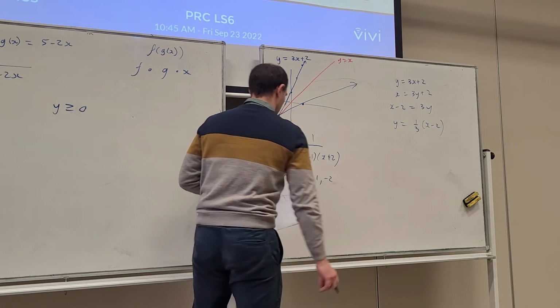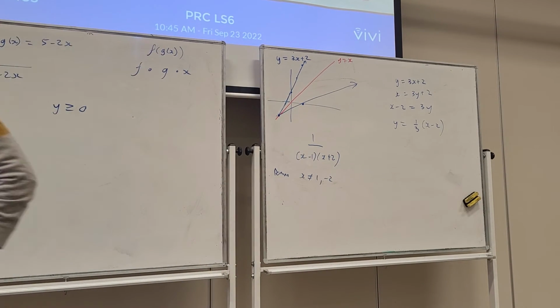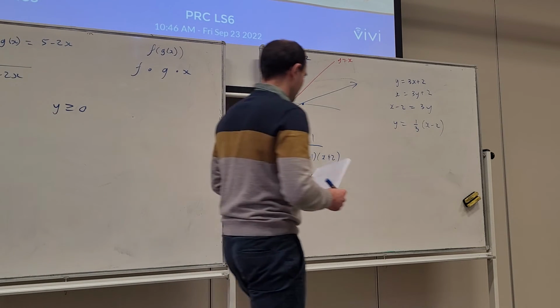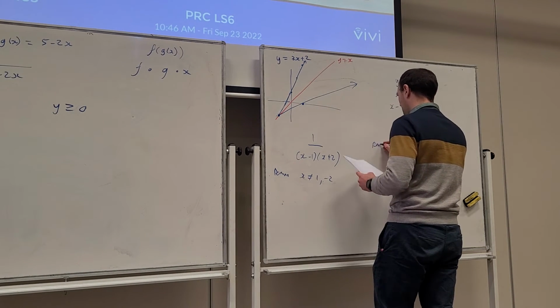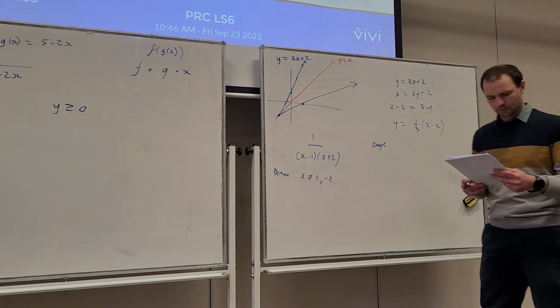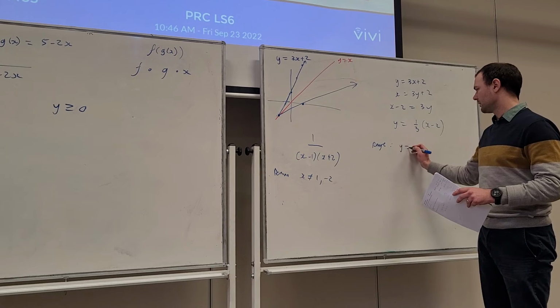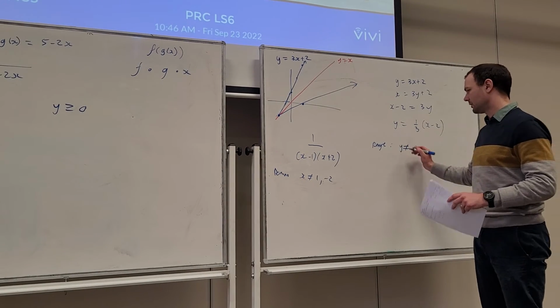Positive 1 and negative 2. Alright, so the domain is going to be any other value except those two numbers; it exists everywhere except there. And then for the range, we can try and make a mathematical argument, but the simplest way is just to look at the graph. And I think it's just y does not equal 0 because it's asymptotic to the x-axis.